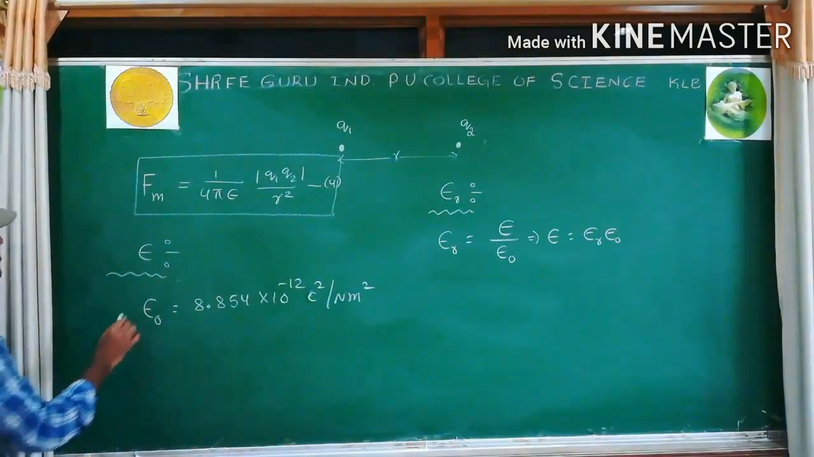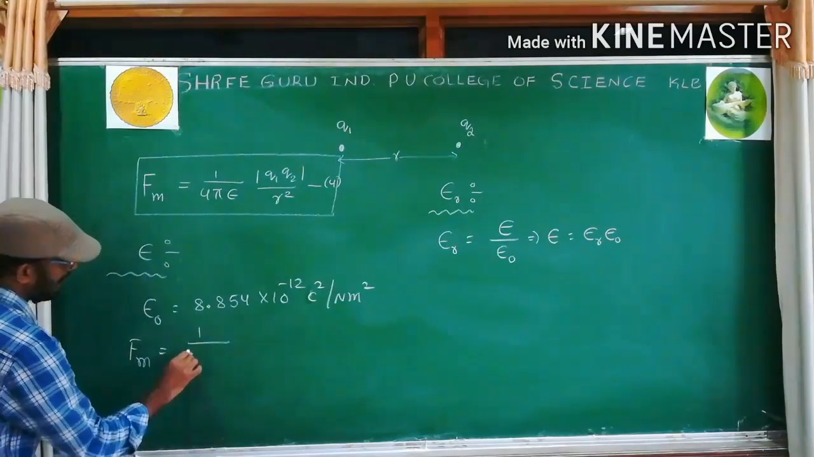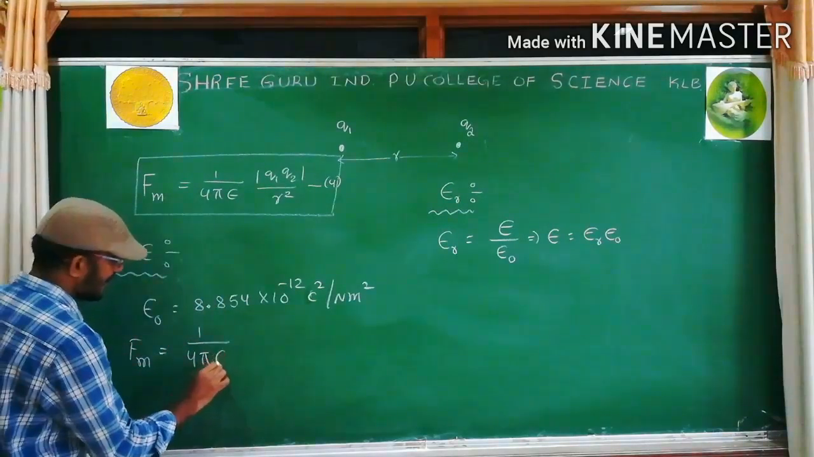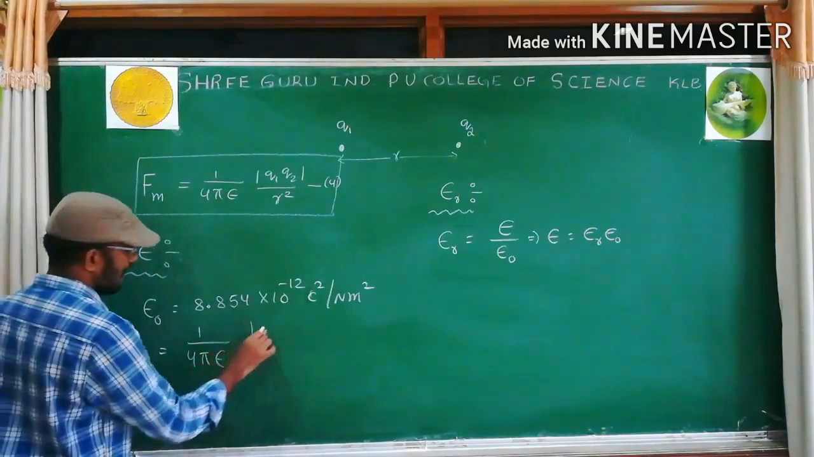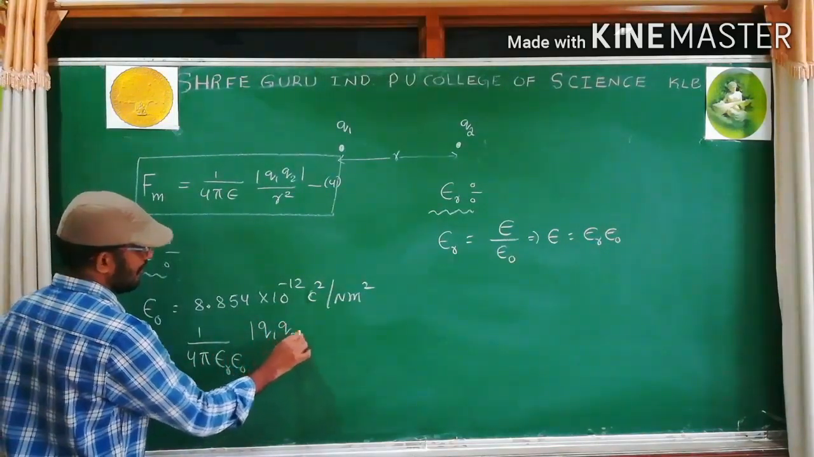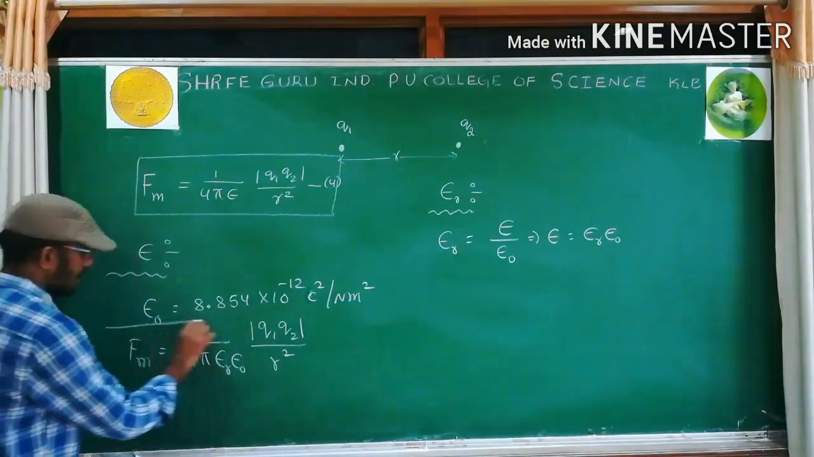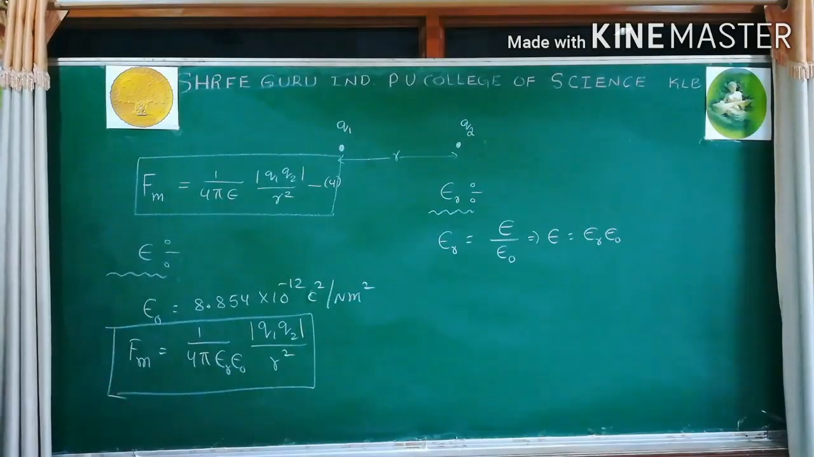From equation 4, Fm is equal to 1 by 4 pi. In the place of epsilon, I can write epsilon r into epsilon naught, and the remaining thing as usual, modulus of Q1 into Q2 divided by r square. So this is also another form of Coulomb's law in a medium.